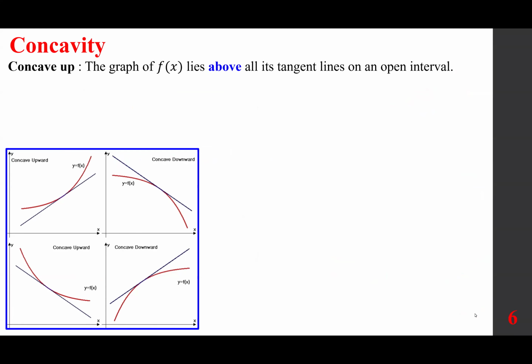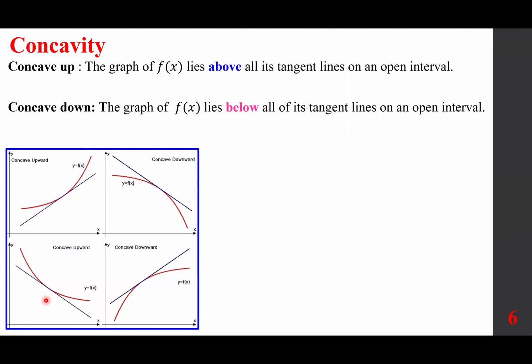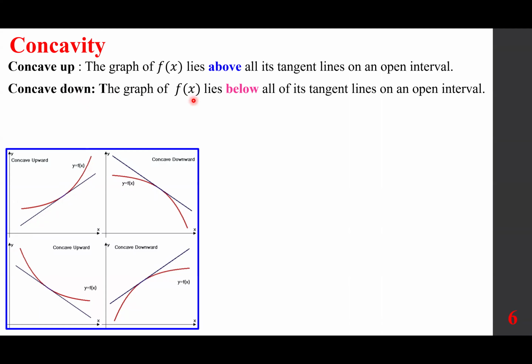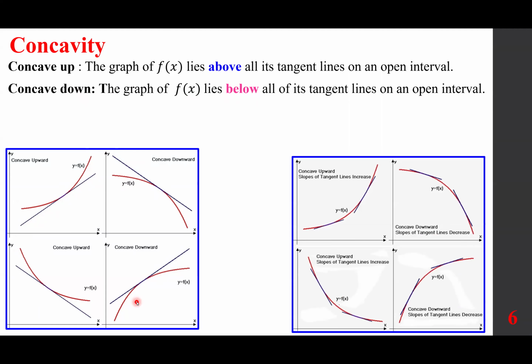Now, concave up, the graph of f of x lies above all its tangent lines on an open interval. So, for example, if you look at these two, concave up, you see the graph is above the tangent line. We have only one in this case. Same here. However, when it's concave down, the graph of f of x lies below all of its tangent lines on an open interval. So if you have one, you see that this is below. For this one, this is below. Furthermore, if we have more than one, for example, in this case, we have one here, we have one here. In this case, we have one here is above that.